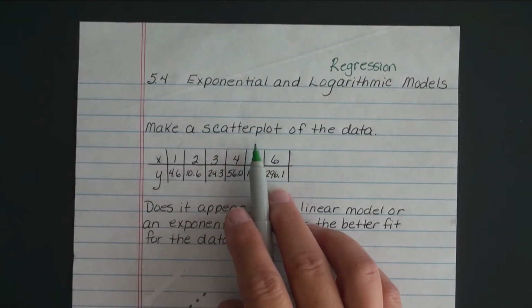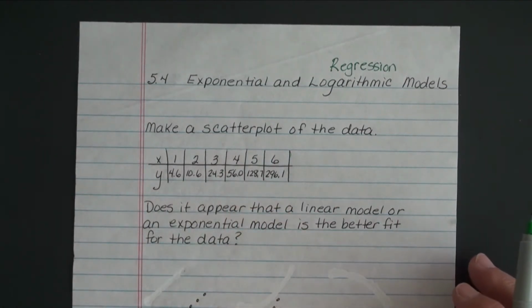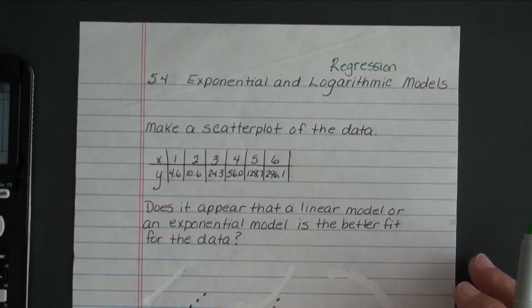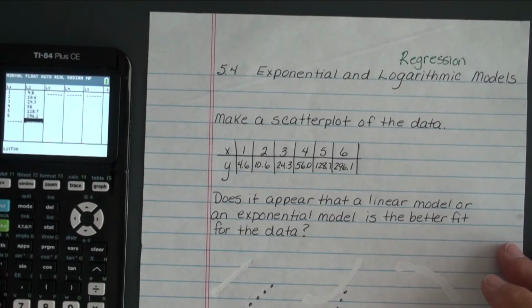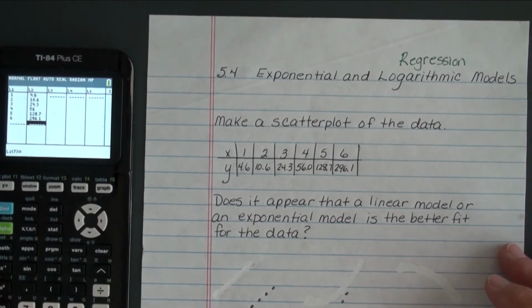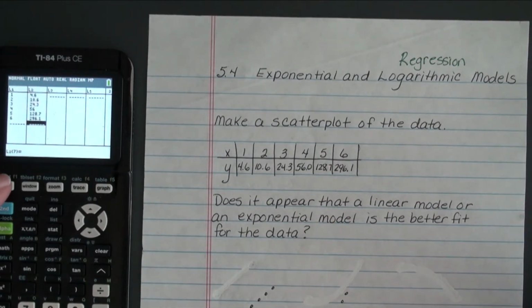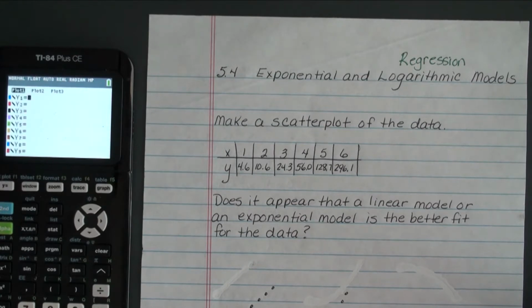it tells us to make a scatter plot of the data. Now remember that when you make a scatter plot of the data, once you have entered in the data, you need to go to your y equals and make sure that your plot 1 is on. And then you can press zoom 9.